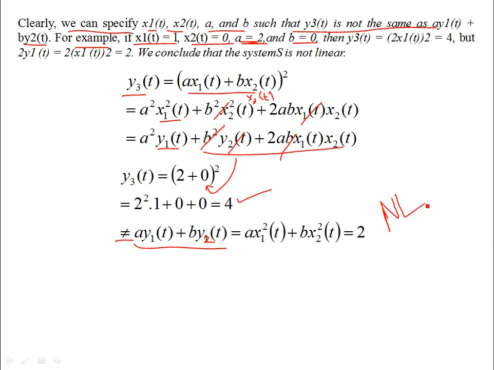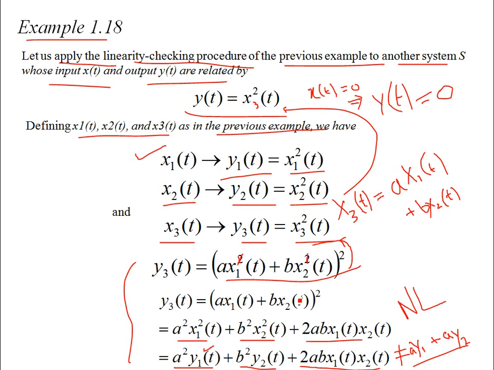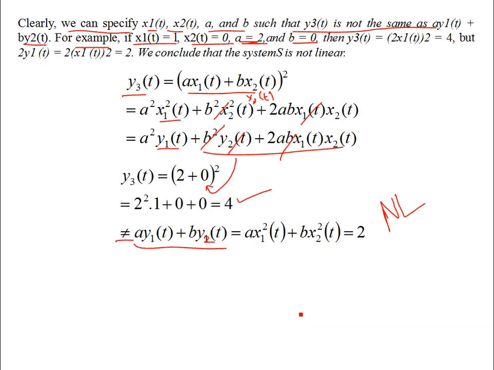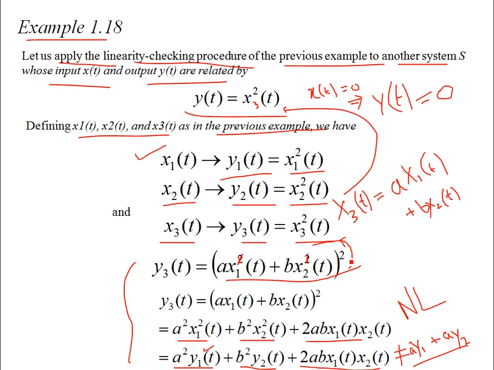I mean, the proof that we have shown before is good enough for any arbitrary inputs x1 and x2, and the superposition and linearity principle did not hold for this system. So you don't need to take such a specific example. This is just to show what is happening for a specific example. But in general, this proof is good enough to show that the system is nonlinear.